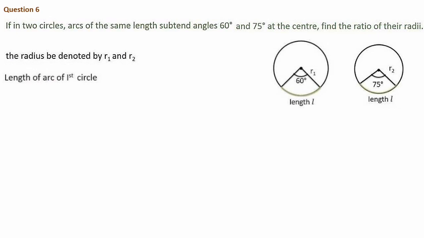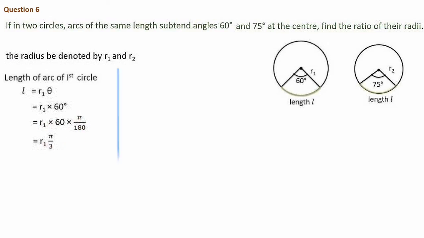Then length of the arc of the first circle, that is L is equal to r1 theta. L is equal to r theta is the formula. Here there are two radii. That's why we are taking L is equal to r1 into theta. r1 into theta is 60 degrees. So convert it into radians. r1 into 60 into, if we are converting degree into radians means pi by 180. So r1 into 60, 180 we can cancel 3 times. So r1 into pi by 3 will be coming.